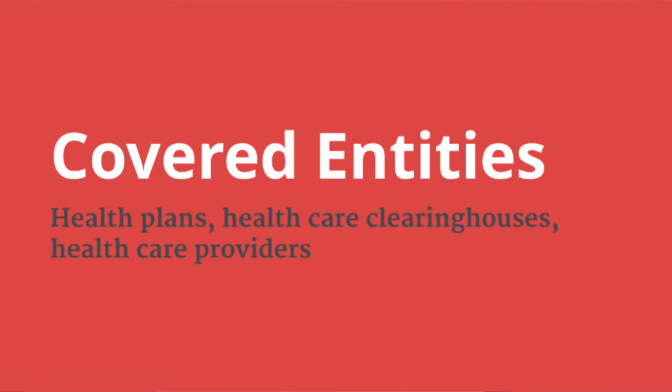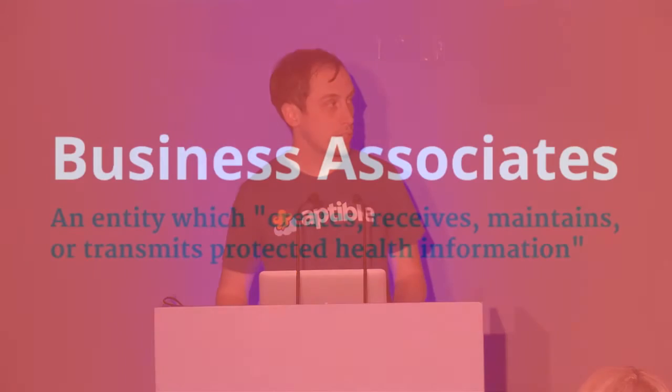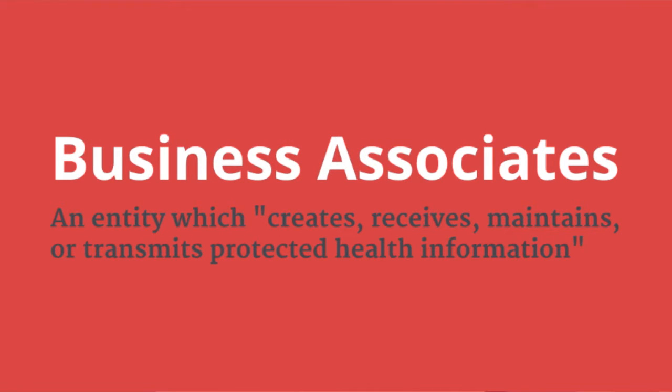Okay, so who does HIPAA affect? Who's regulated by it? Who cares? First off, we have covered entities. These are the health plans, insurance companies, healthcare clearinghouses, which are brokers that basically process insurance records, and healthcare providers, who are your doctors and hospitals. These are the primary entities that HIPAA was intended to cover. There's also a class of companies called business associates, which are companies that create, receive, transmit, or maintain PHI on behalf of a covered entity.